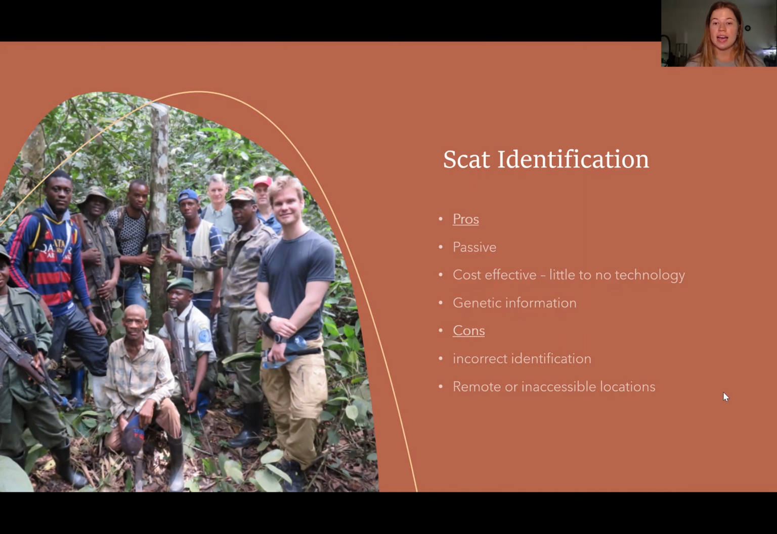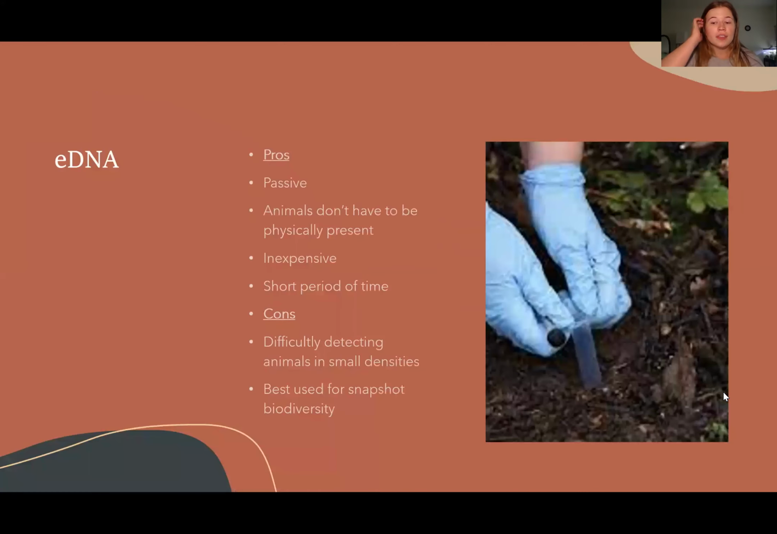And the scat identification could lead to collection, which could give us some genetic information about the okapi, which is great. But some of the cons is that it's very difficult to identify okapi scat compared to bongo scat. They often get confused. And again, the remote dense habitat is very hard to traverse. So you'd be wasting a lot of time navigating between transects, and some places just are not possible to get to.